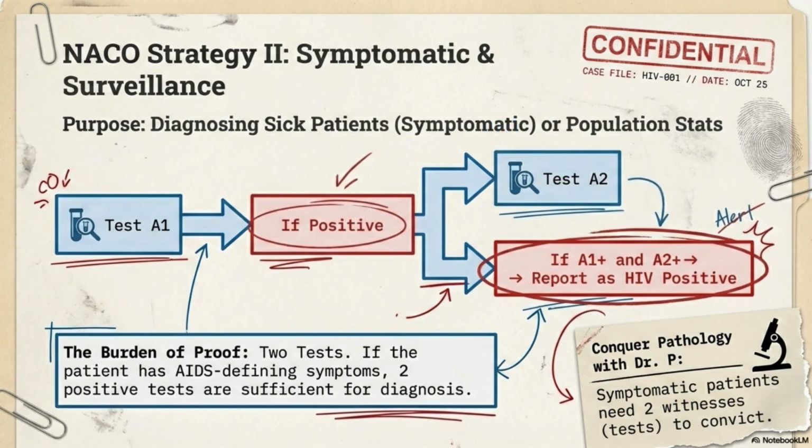Strategy 2 is for surveillance. This is for counting numbers, not treating patients. The protocol here is we use two tests, A1 and A2. If test A1 is positive, then run test A2. If both are positive, we count it as a case for our statistics. We do not give this result to the patient yet. This is for the Health Ministry's big board.